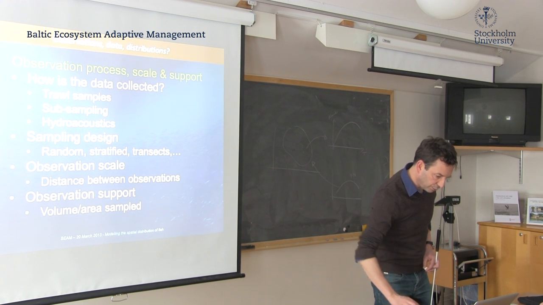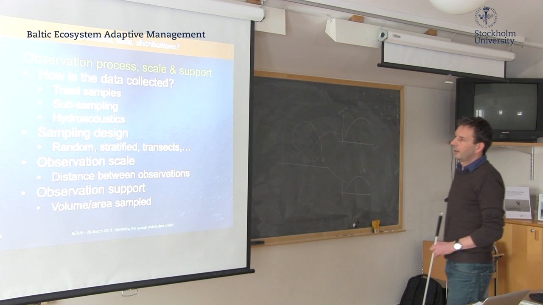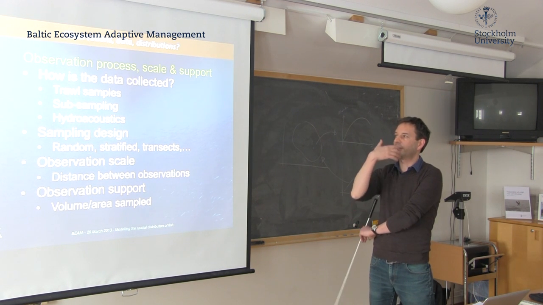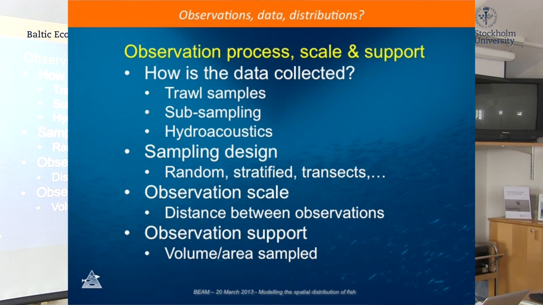Okay, a few points on the observations, data, and distributions. Again, I must reemphasize that what we have when we have observations is an observation. It is not the state of the world. It's the state of the world filtered through the observation process that we have applied. So we have to be very careful about how we have collected the data. And I can tell you that my experience with trawl surveys is that this is a very complex process with a lot of ad hoc solutions. To get back to what's going on in the ocean from this type of observation can be relatively complex.